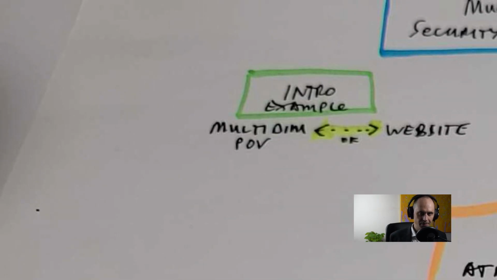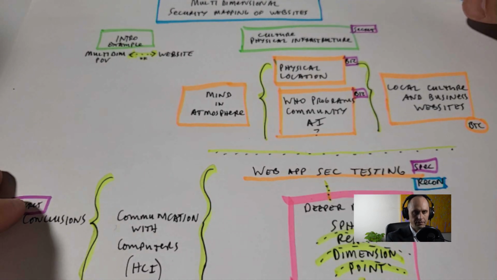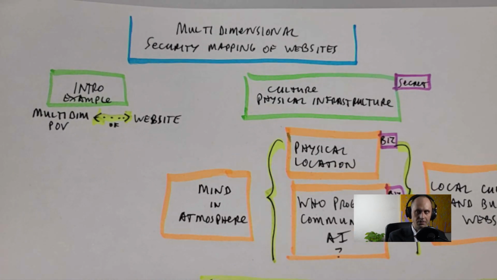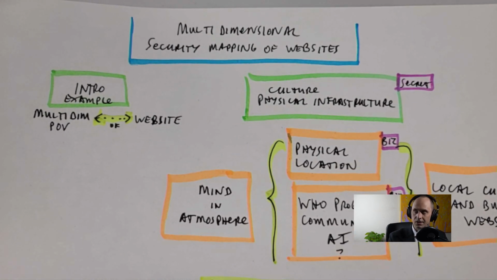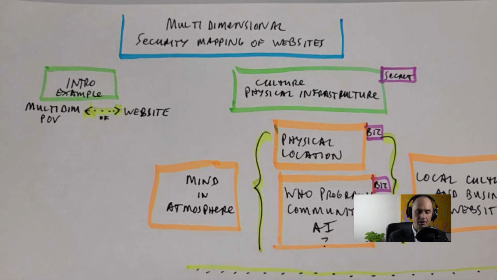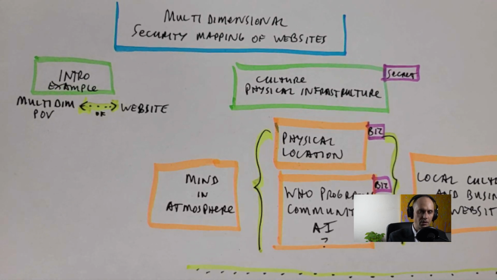Let's get started. Today's article is Multidimensional Security Mapping of Websites. I'm going to show you the map. This is a map of the article, not necessarily the contents within, in the sense of the actual fun stuff. This is just a mapping of the framework of the article itself.